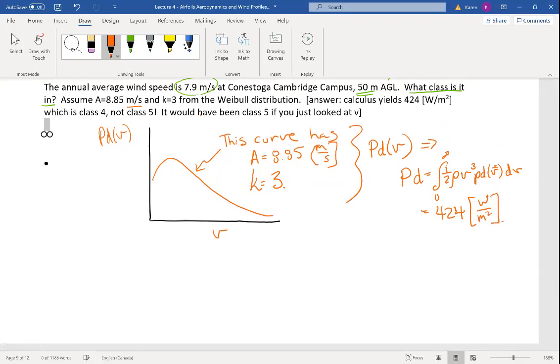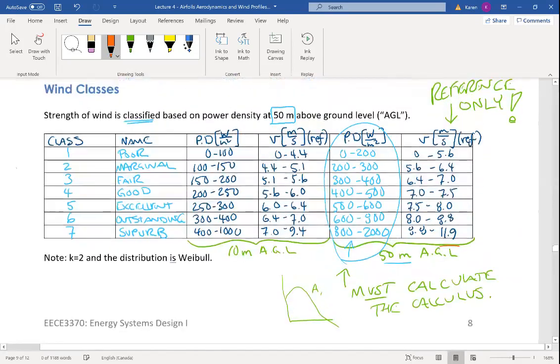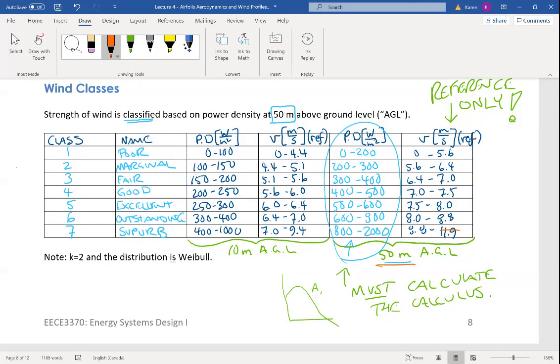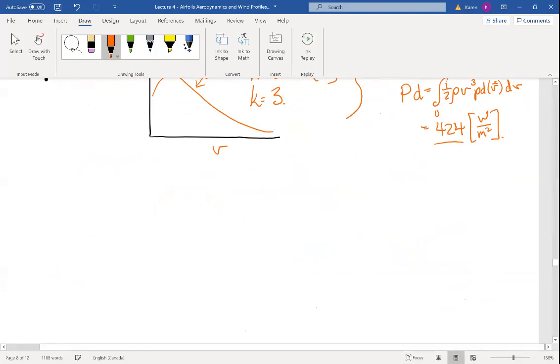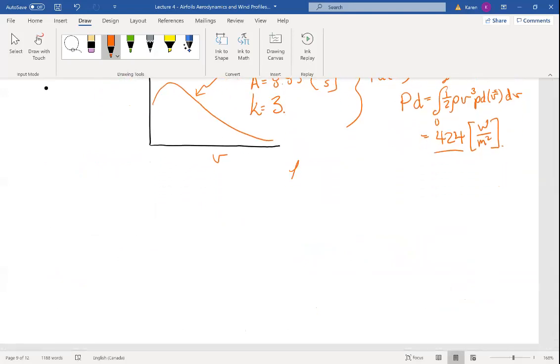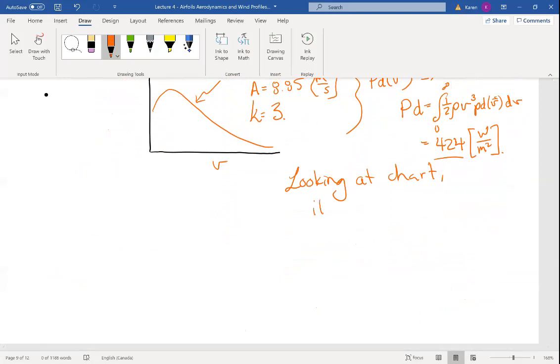So the question is, which class is it in? I take this 424 and look at what class it's in. It's 50 meters above ground level, and 424 puts us here. Therefore, it is class good. It is class 4. Looking at the chart, the wind is class 4, good, in this location.